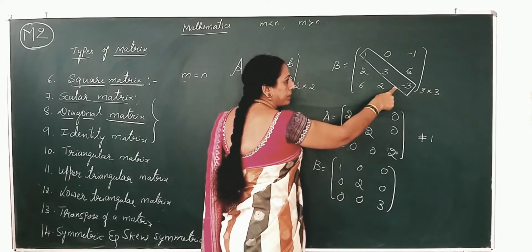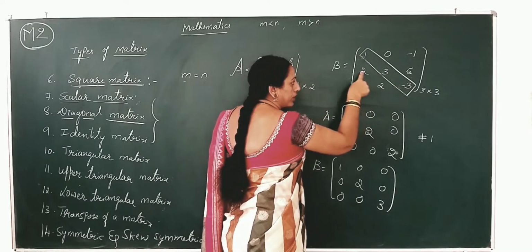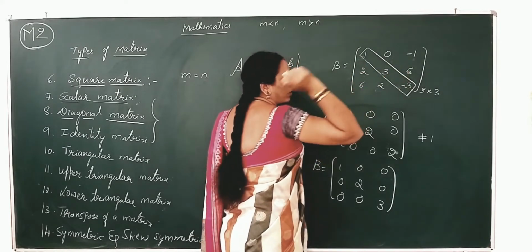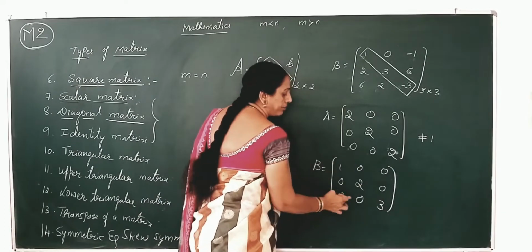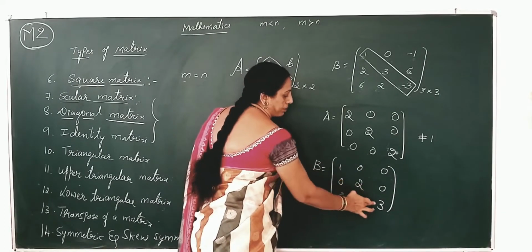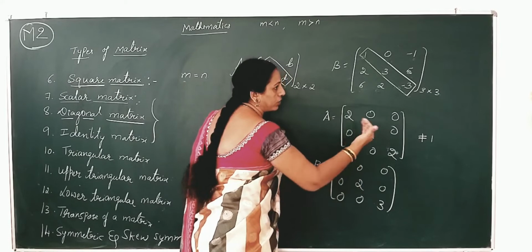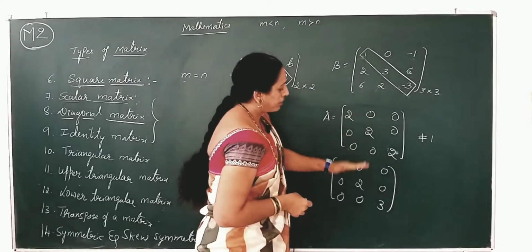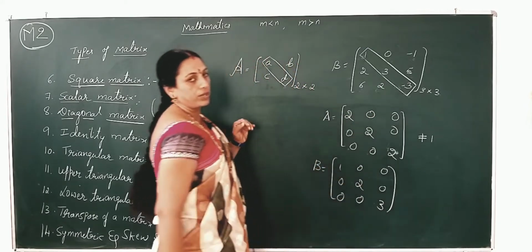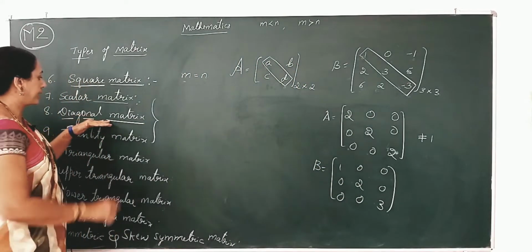All non-diagonal elements. Non-diagonal means other than the principal values or other than the diagonal values. Diagonal values we call principal values. The remaining values are called non-diagonal values. All non-diagonal values are 0 except the principals. But the principals are not equal to each other. If the principals are equal, we call it scalar. Principals are not equal to 0. It's called one of the diagonal matrices.